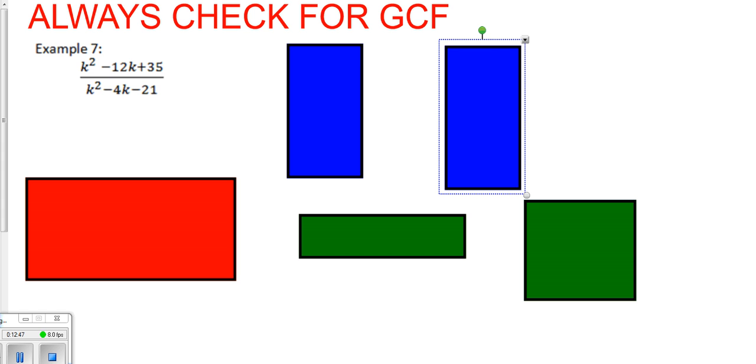Example 7. Again, always check for greatest common factor. We've got 2 different trinomials. Each of them has an a value of 1.